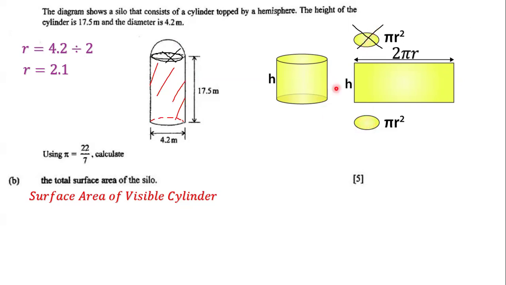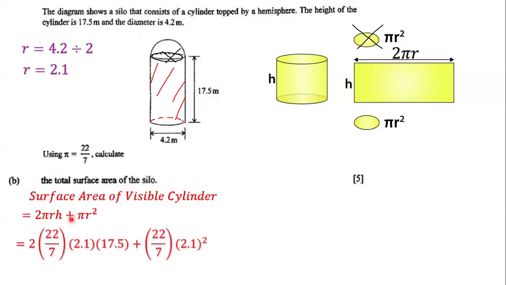We do not include this. And so that means that it's going to be 2 pi r times h, because area of rectangle is going to be length times width. So we're going to multiply the two sides. So we take 2 pi r and multiply that by h, and that's why we have this right there. 2 pi r multiplied by h plus pi r squared. That's the area of the circle at the bottom.